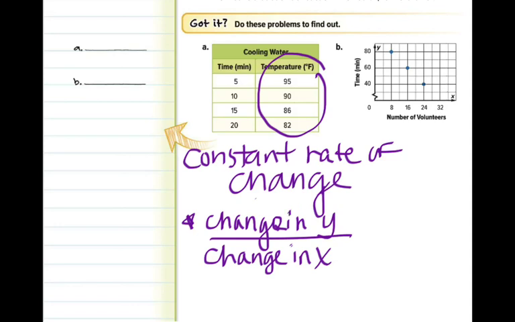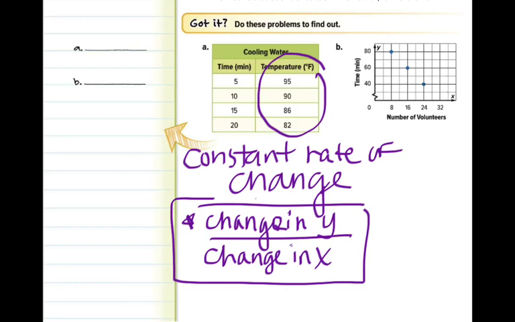Make sure you write this down. This right here is going to be huge. It's not going to go away. It's something you're going to see repeatedly for the rest of this year, and you will see it repeatedly in high school. Another way you might see it written would be like this. The triangle represents change. Okay, so that's notation for change.